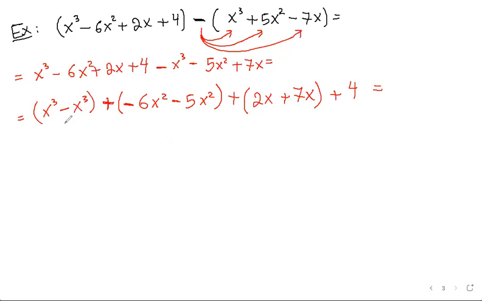Okay. So x to the power 3, or x cubed, minus x cubed is 0. Minus 6x squared minus 5x squared is, what is the answer? Minus 11x squared. Plus 2x plus 7x is 9x, plus 4. Any question? That's it. We finish.